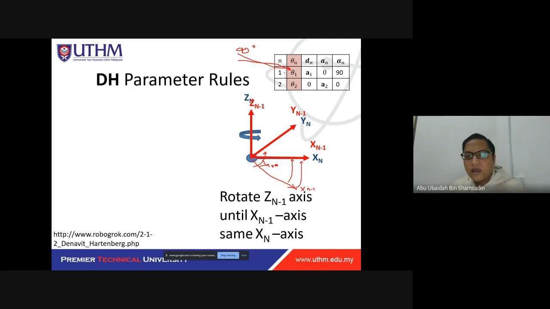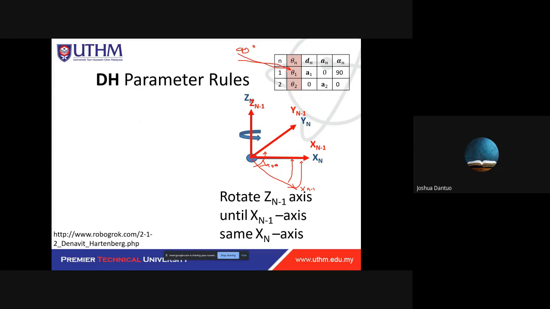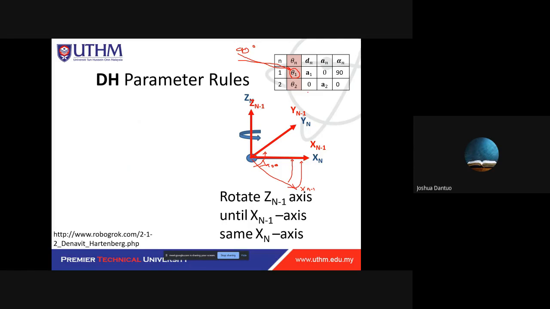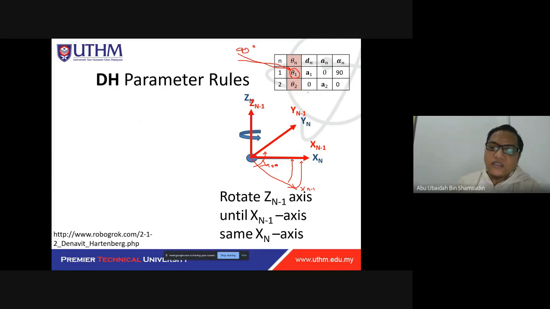However, there are extra rules. If this joint is an active joint, you just put it as theta, as a variable. By doing that, you can have the first parameter for the Denavit Hartenberg. Do you have any question on this part?